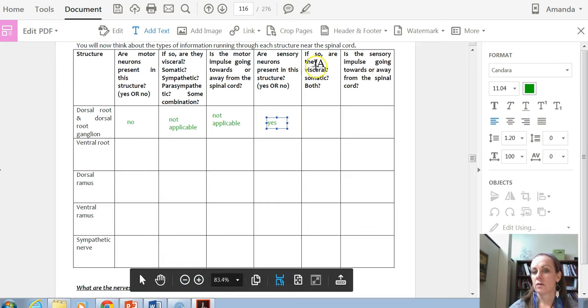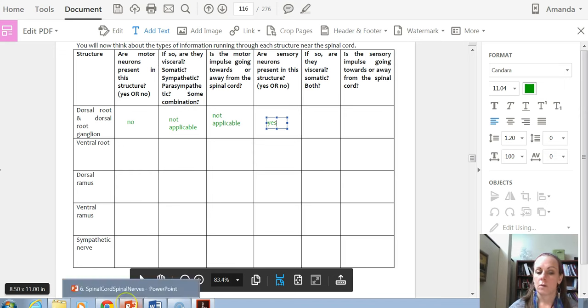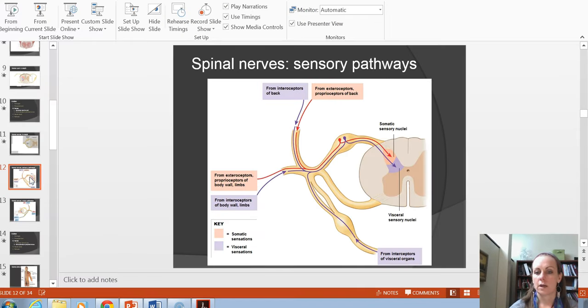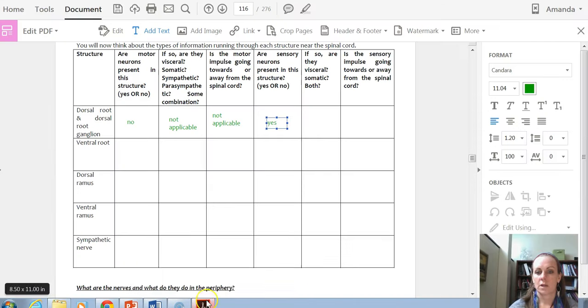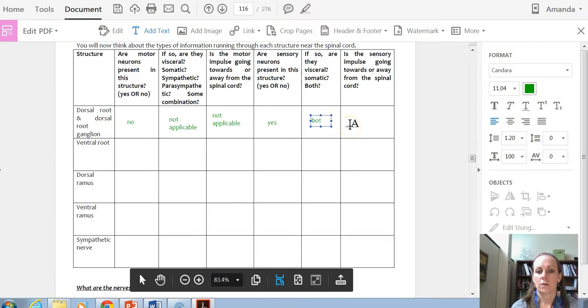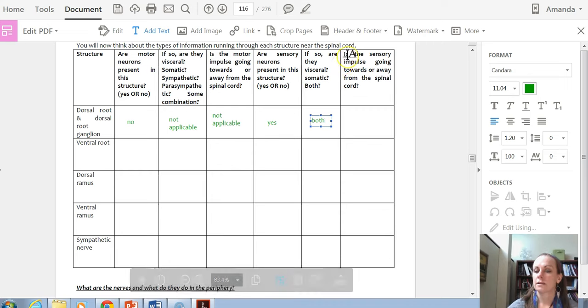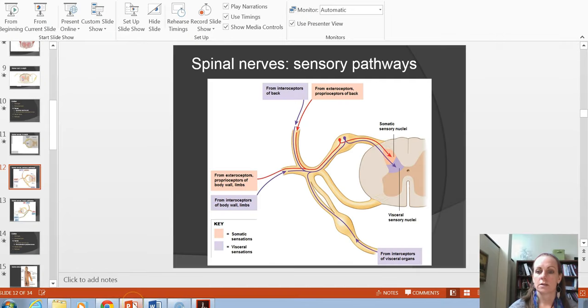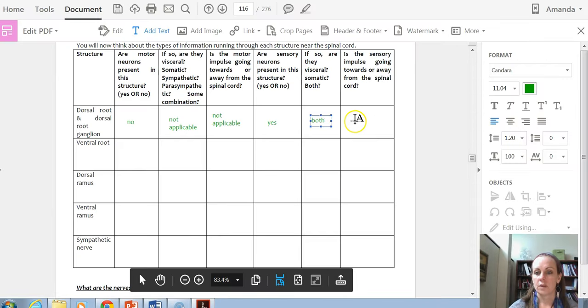So now it's saying if so, are they visceral, somatic, or both? Well, let's go back and look. So here we had red going through, that's somatic. We had purple going through, so that's visceral. So both. So we come here and we'd say both. Okay, and then it says, is the sensory impulse going towards or away from the spinal cord? So again, we can look, what's the direction of the arrows? All of these sensations are going toward the spinal cord. And so we put here towards.